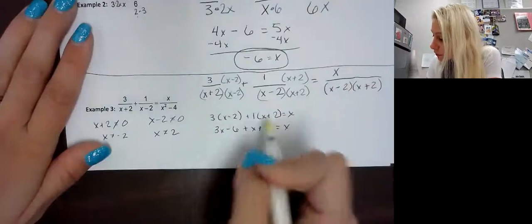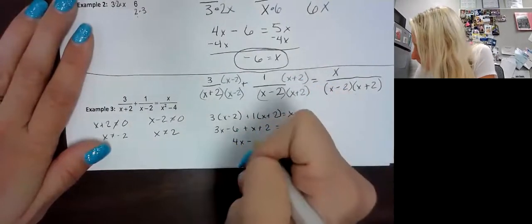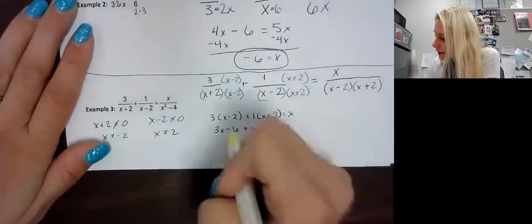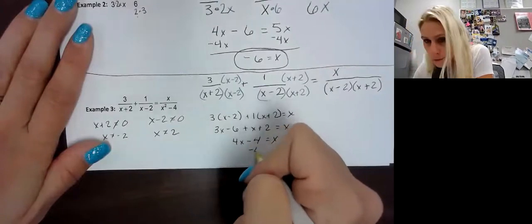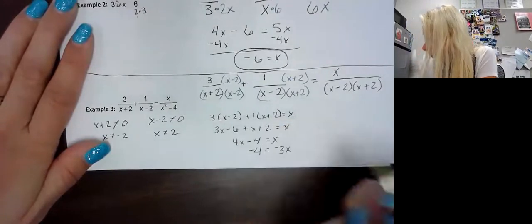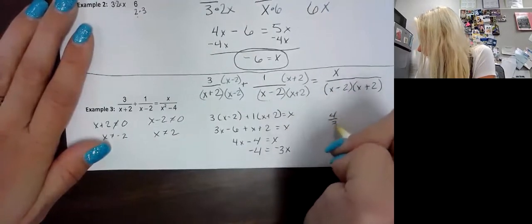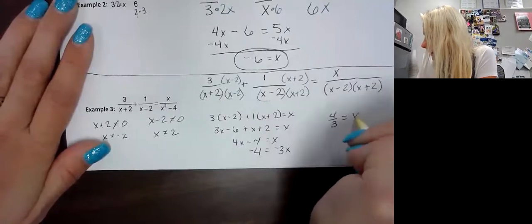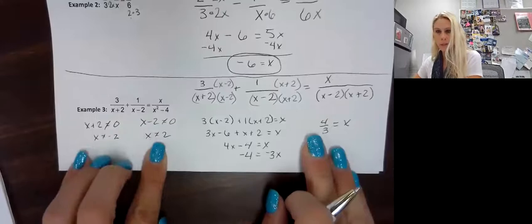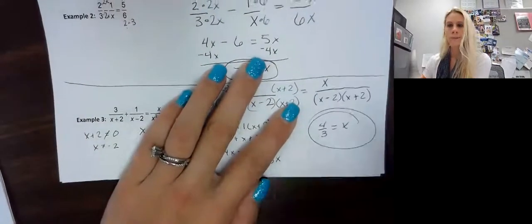Let's combine like terms on this side. I've got 4x minus 4 equals x. Okay, move x's to one side. I get negative 4 equals negative 3x. And divide. So I get 4/3 equals x. Now let's compare it. Is that any of my domain restrictions? No, it's not. So my answer is 4/3.